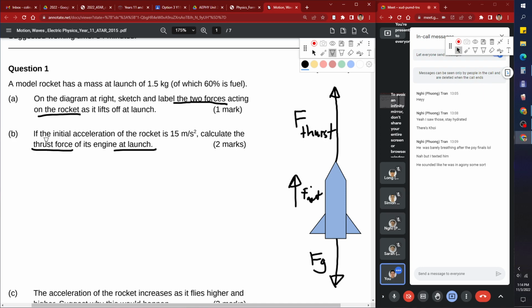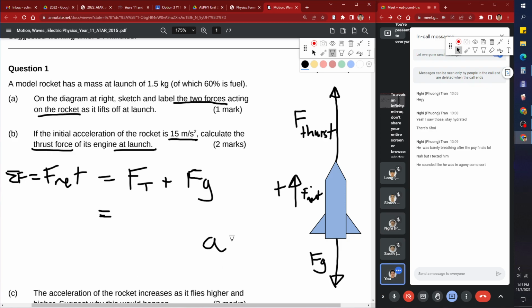Yeah, whatever. Okay, so the initial acceleration of the rocket is 15 meters per second squared. Calculate the thrust force of its engine at launch. We did talk about how a net force is another way to say the sum of all forces. So the only forces we have are the thrust, which I'm just going to write as T because I don't want to spell thrust, plus Fg. I'm going to make up positive. So what's going to happen is that this net force, we don't have a net force yet, do we? But we do have an acceleration.